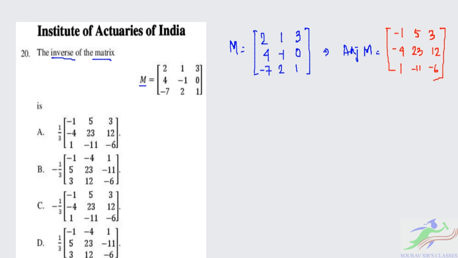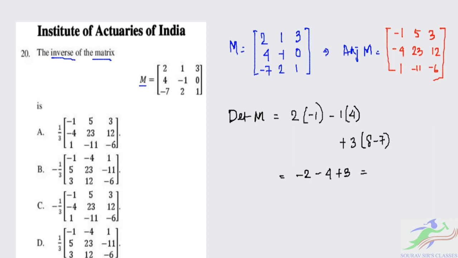Now find the value of the determinant of M. Simply, you can write it as 2 of minus 1, minus 1 of 4, plus 3 of 8 minus 7, right? So this is minus 2 minus 4 plus 3, right? So this is going to be minus 3, which is not equal to 0.